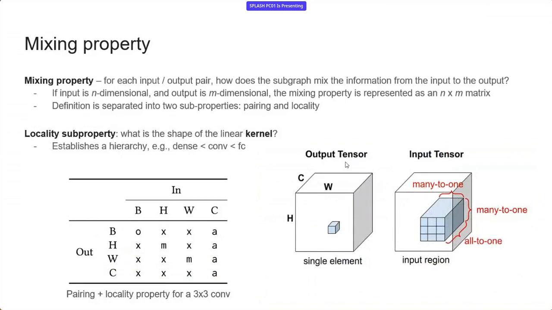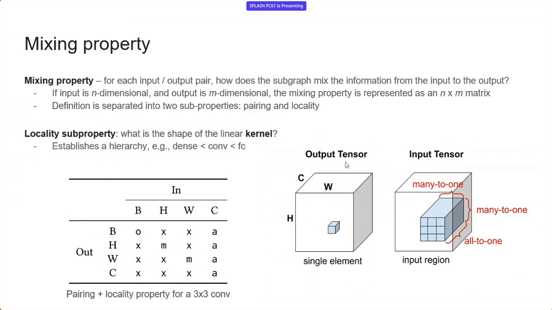The second subproperty is the locality subproperty, and this is the one that's going to tell us what the shape of the linear kernel is. Importantly, it's going to tell us that the dense layer is less expressive than a convolution layer, for instance. The reason being, a dense layer you can really view as just a 1-by-1 convolution. So it's a special case of convolution, and therefore we want to capture the fact that it's less expressive if you use it in your neural network.